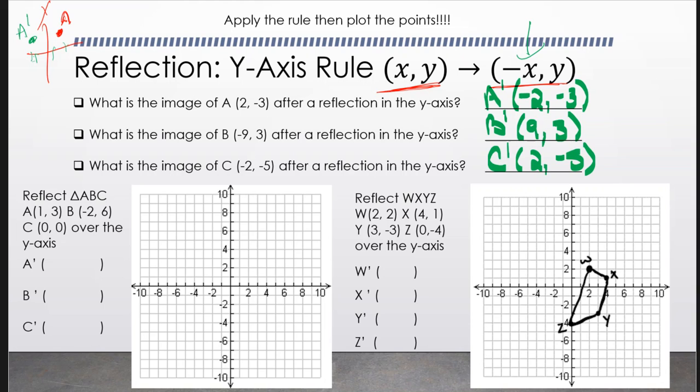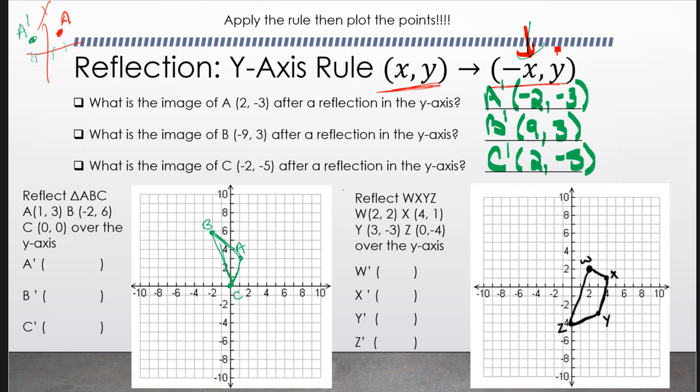Again, the only thing that's going to change is the x. The y will stay whatever it is. If it's negative, it stays negative. If it's positive, it stays positive. All right, and we'll do the first graph together, and then you guys can try the second graph on your own. All right, so for this first graph here, we plot our points.